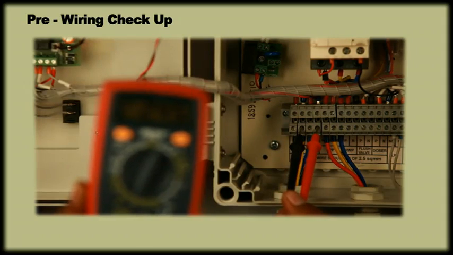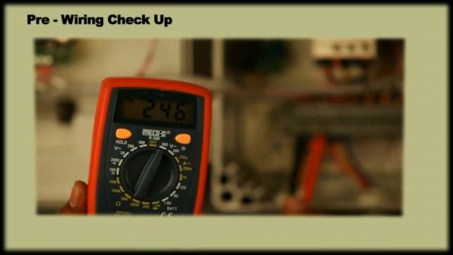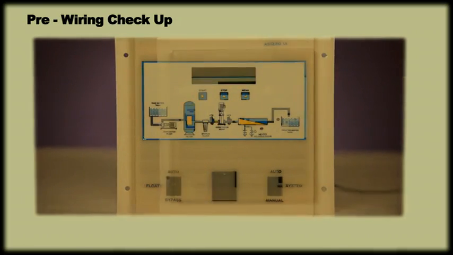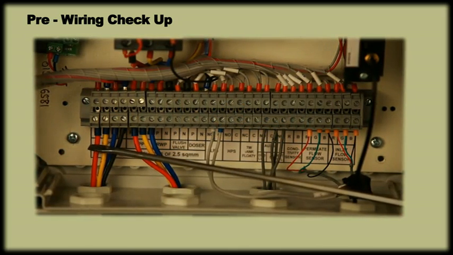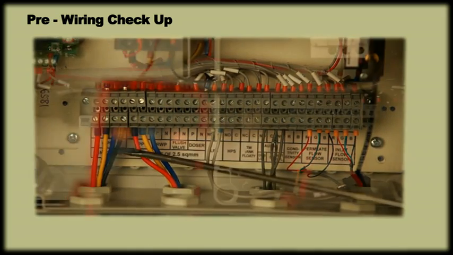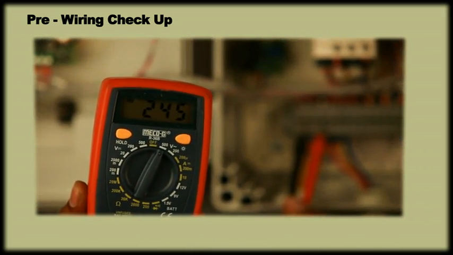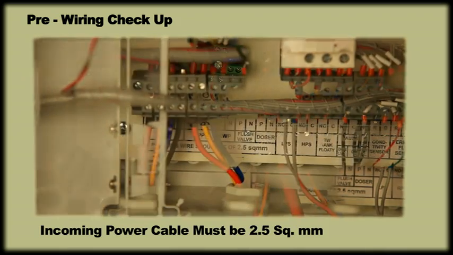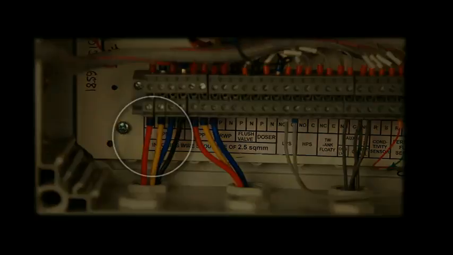Before we do the wiring to the panel, check whether available supply is as per the panel configuration. For example, if it is a 1-3 or 3-3 panel, then input supply should be a 3-phase with neutral wire AC supply with phase to neutral voltage of 230 volts and phase to phase voltage ranging from 380 to 440 volts. Ensure that the incoming power cable is of 2.5 square mm.